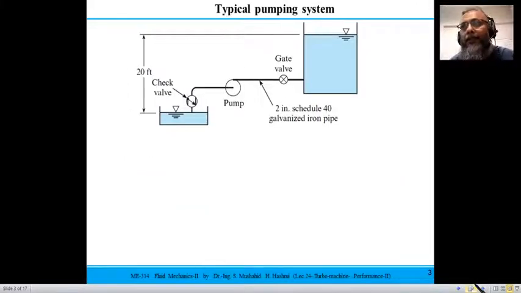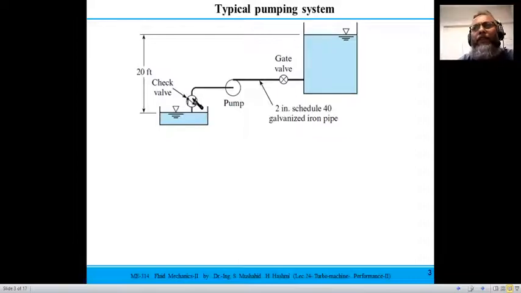So if you look at the typical arrangement for a pumping system, the first thing that you have is a tank, which is an underground tank, and you have an overhead tank. So this is a check valve, and then the pump, and this is a gate valve, and then it goes to the overhead tank. So the water level to be raised here is 20 feet, and the piping system is 2-inch pipes of schedule 40 galvanized iron pipes to be used.